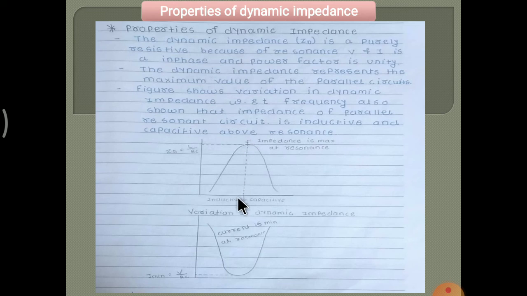Below resonance frequency the circuit is inductive, and impedance increases with frequency. Like if frequency increases then impedance also increases. Above resonance frequency the circuit is capacitive. At resonance frequency dynamic impedance is obtained, but above resonance frequency the circuit is capacitive and impedance decreases as frequency increases.